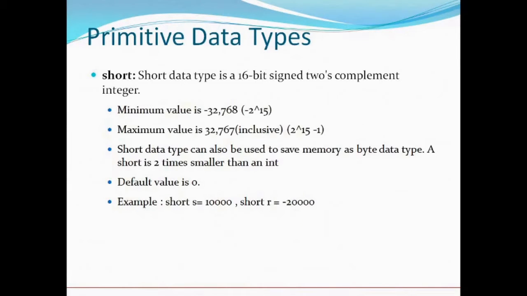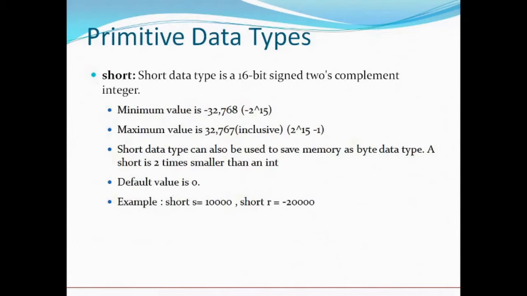Another primitive data type is short. It is a 16-bit 2's complement integer, and the minimum value associated with a short is -32768, or we can also say -2 to the power of 15, because 15 bits are used for storing ones and zeros, and 1 bit is reserved for its sign. So the minimum value becomes -32,768. Similarly, the maximum value will be inclusive of 32,767.